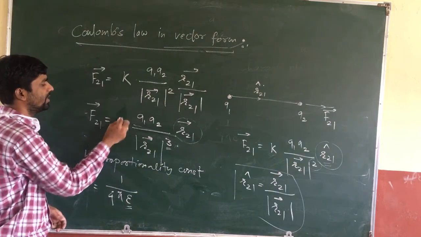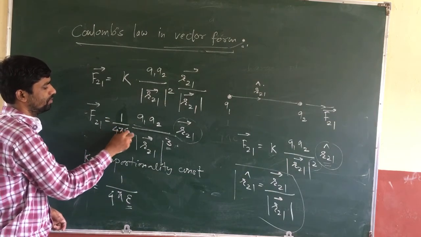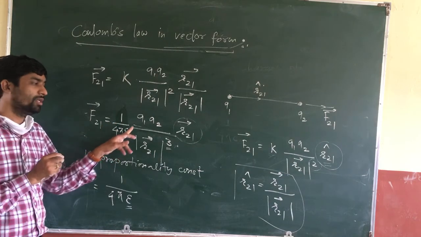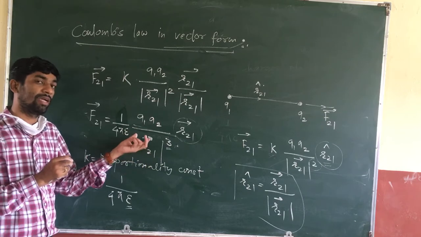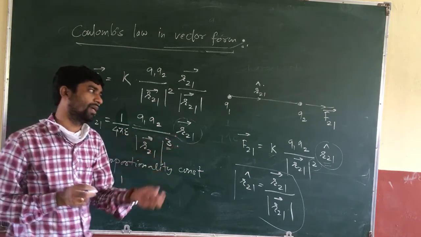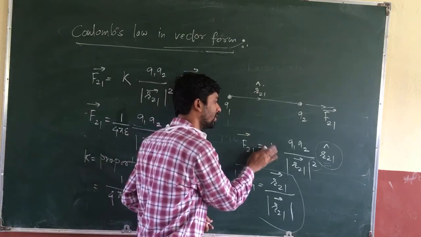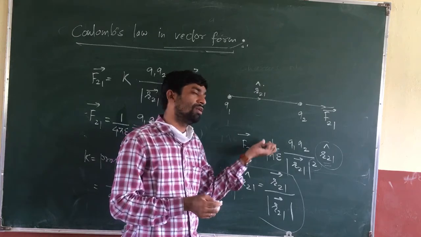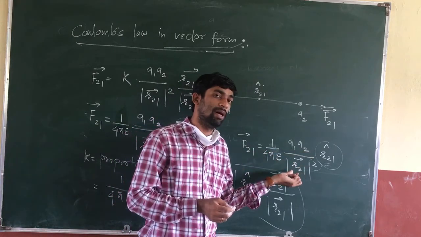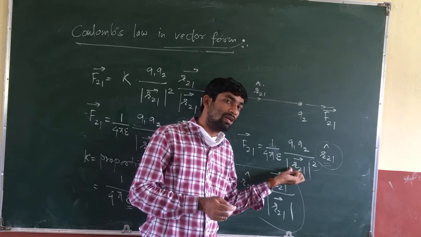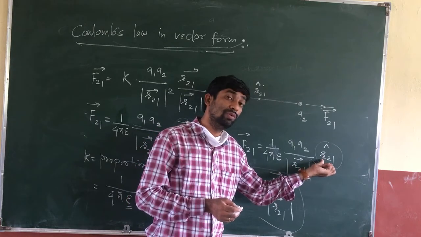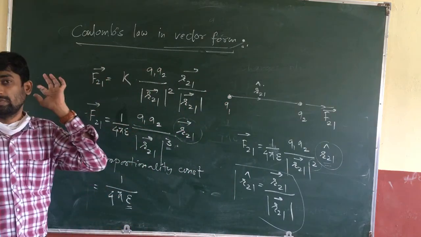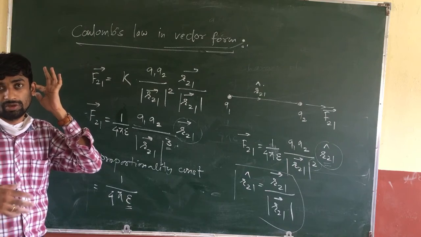In the equation, K is replaced with 1 upon 4 pi epsilon. So you can write F21 equals 1 upon 4 pi epsilon, q1 q2 divided by the magnitude of R21 vector whole cube, into R21 vector. Or in terms of the unit vector, F21 vector equals 1 upon 4 pi epsilon, q1 q2 divided by the magnitude of R21 vector squared, into the unit vector. This is how you represent Coulomb's law in vector form.